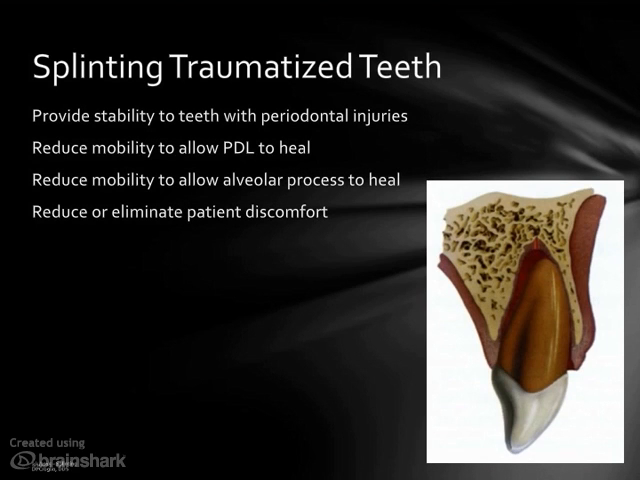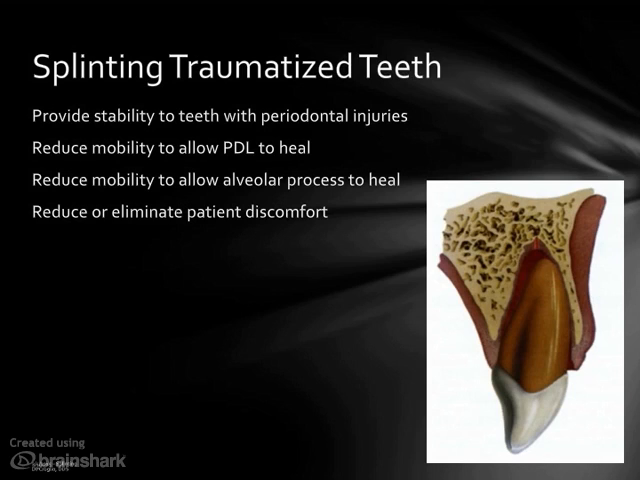When an object strikes a tooth, energy is transferred to the tooth, often resulting in a fracture of the crown or root. Energy can also be transferred to the supporting tissues, specifically damaging the periodontal ligament, the cementum of the tooth, and quite often the alveolar bone. Application of a splint allows the torn or stretched periodontal ligaments to properly repair.